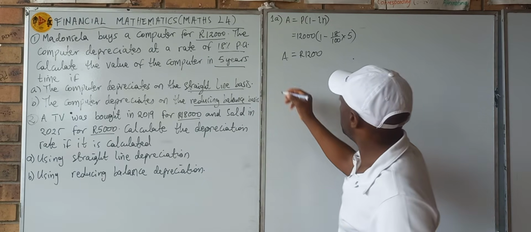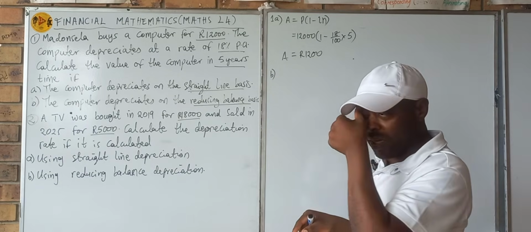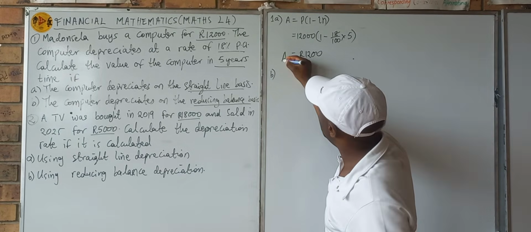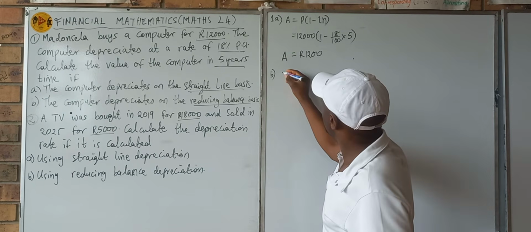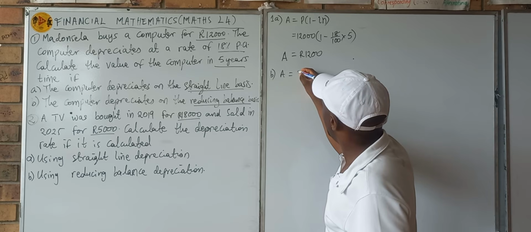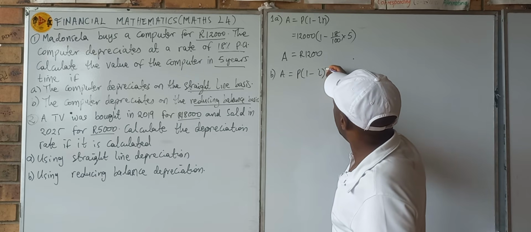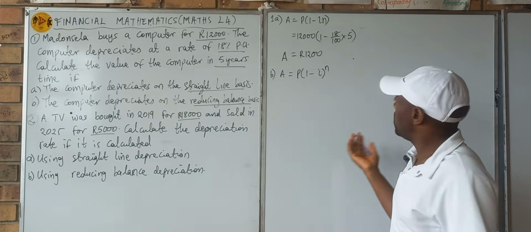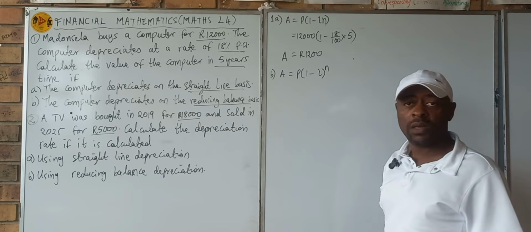So let's look at the B part. We need depreciation now on the reducing balance basis. It is still part of formula 26 on your formula sheet as a maths level 4 student. All you need to do is know the formula for the reducing balance basis, which is captured like this. That's the difference between the two formulas. Then we'll repeat the same calculation and we'll be sorted.